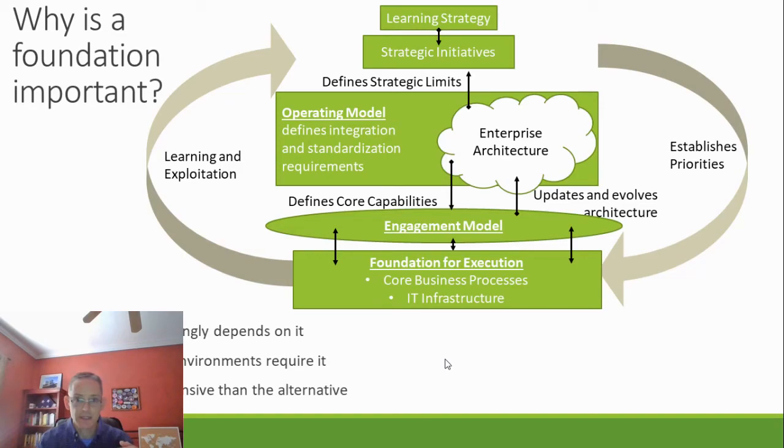So you've got strategic limits, you've got your enterprise architecture there, and then your operating model is really defining how integration and standardization happen across your particular environment. You've got engagement there, where you're updating and evolving the architecture as you go, and you've got priorities coming in over on the right side. You've got learning and exploitation as you figure out opportunities and as you learn about the customer. On the right side, they're feeding back into the strategic initiatives.